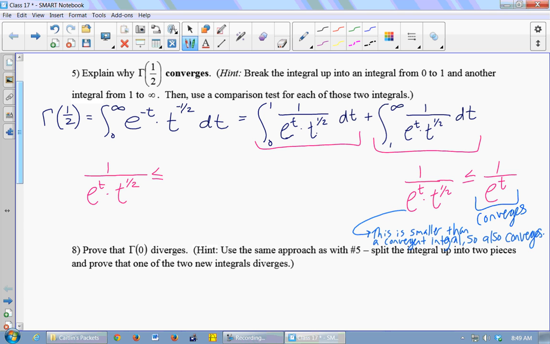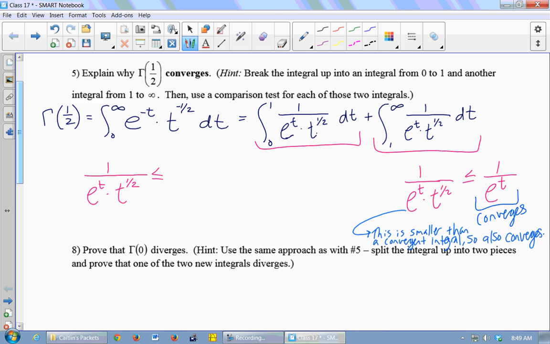Would the same comparison work here if I wrote 1 over e to the t? Would that help me? Right, exactly. So yes, this inequality is true, but this is divergent, right? 1 over e to the t on 0 to 1 is divergent. So that is not going to help, because being less than something that's infinite, you could still be infinite or you could be finite. So that doesn't help. I need something that I know converges.